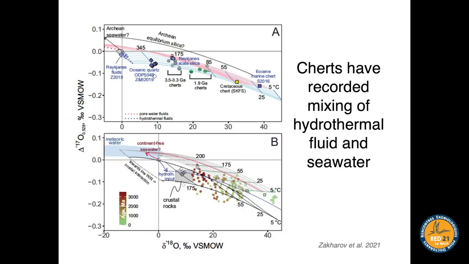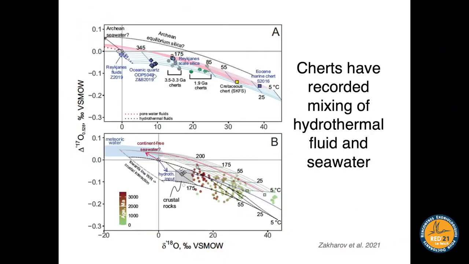So if you have the cap 17 on the y-axis and the delta 18O on the x-axis, you can see that the meteoric water line will be different from the equilibrium water line for modern silica. So what David Zakharov has done is that he reanalyzed a lot of different cherts for triple oxygen, and this is one compilation of the results with the published literature.